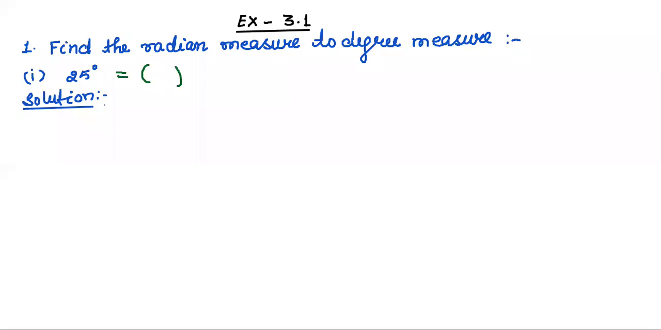Hello everyone. Today I'm going to start exercise 3.1. So the first question is to convert degree measure to radian measure. The question is 25 degree. We have to convert this into radian.